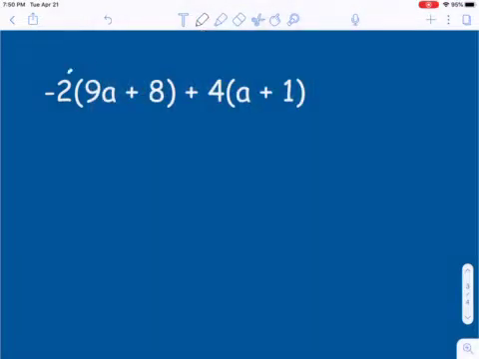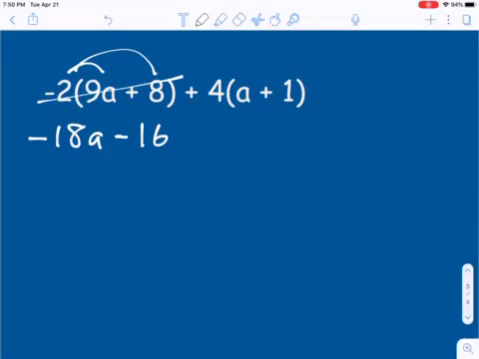All right, so let's expand this out. We've got negative 2 multiplying by both of these things, so let's do that first. Negative 2 times 9a gives us negative 18a, and then negative 2, and remember, you've got to include that negative, times positive 8 is negative 16. So I just took care of this whole thing. And then I've got positive 4 times positive a, so it's plus 4a. And then positive 4 times positive 1, which is plus 4.